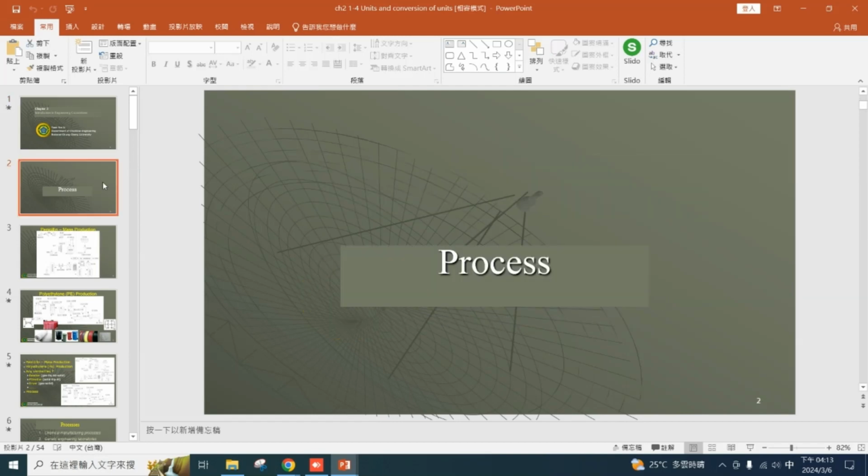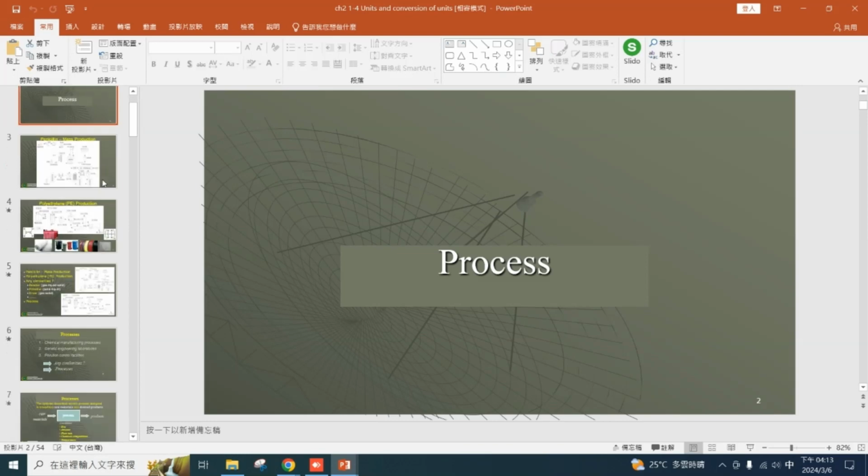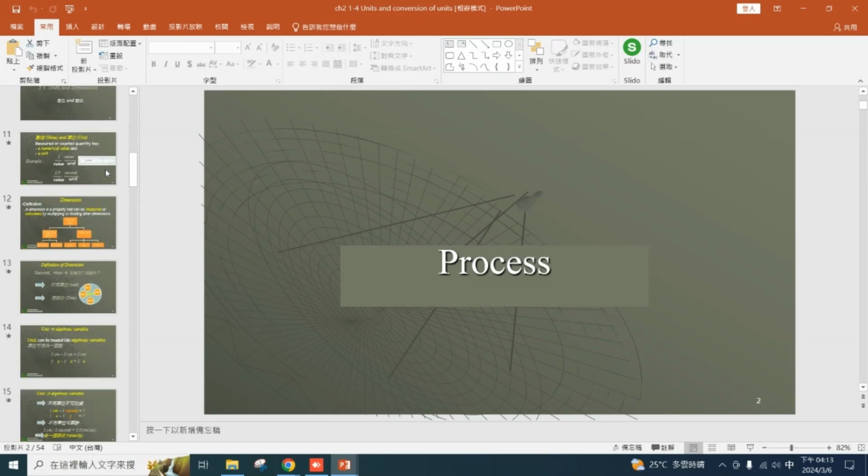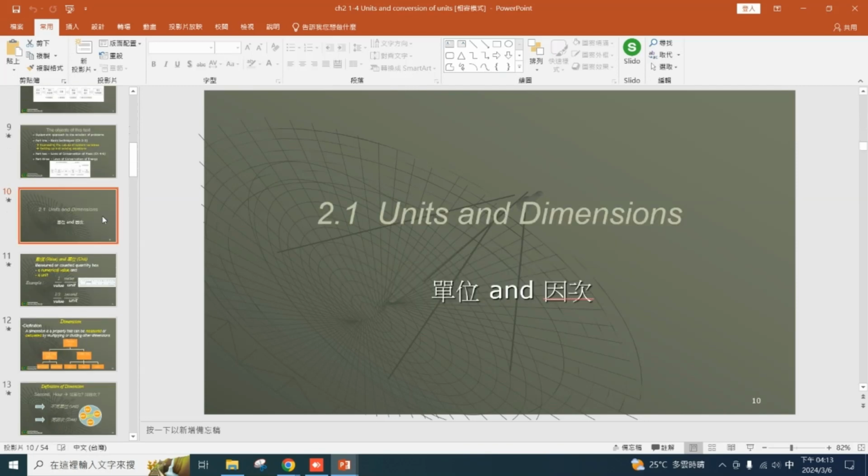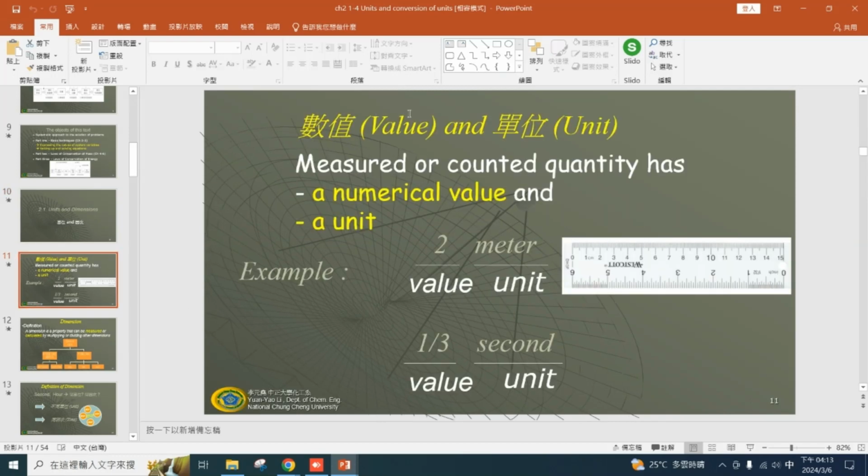First of all, last week we talked about processes, right? When we talk about processes, we think of the unit and dimensions. But before unit, we have a value. Everything has a value and a unit. For example, 2 centimeters: 2 is the value, centimeter is the unit, right?